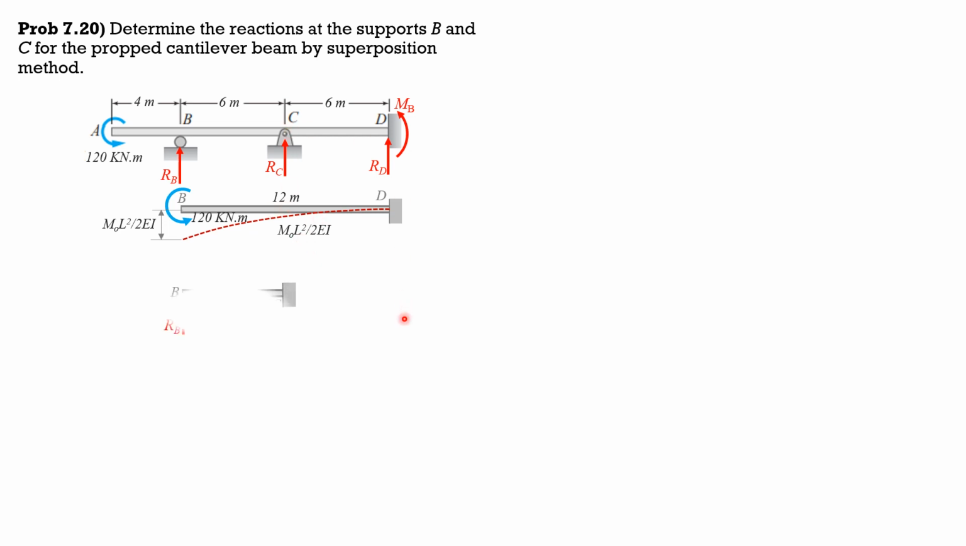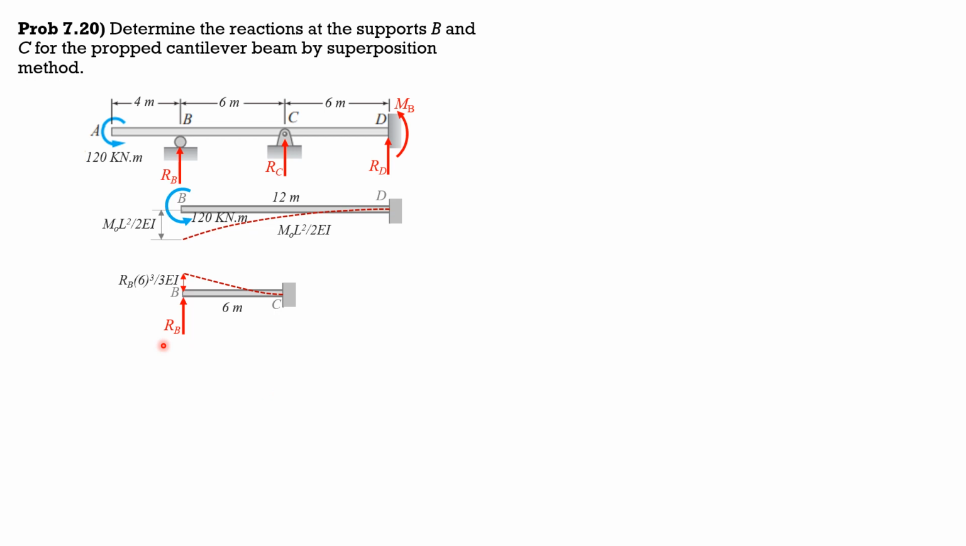6. Then due to RB, by adding RB downward and RB upward at C, so we have upward at C and a couple which is 6 RB. So that's the deflected shape. Then this is RB, due to this RB here, push upward, RB L cube over 3EI. That's the formula if you can recall.